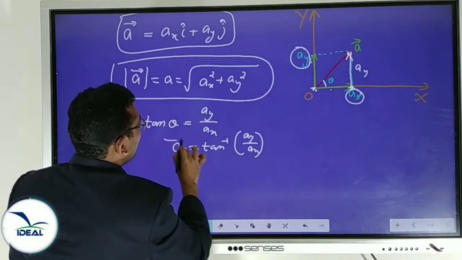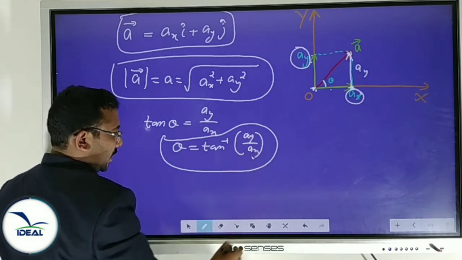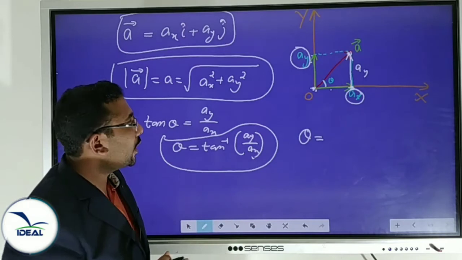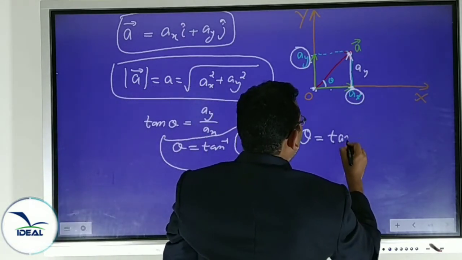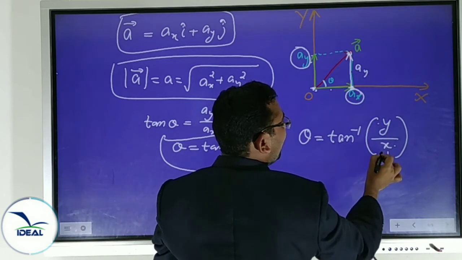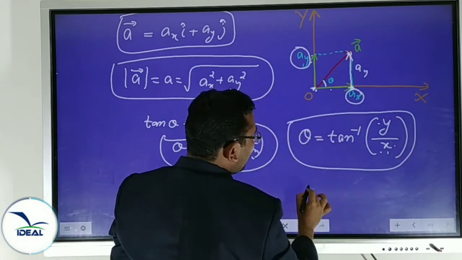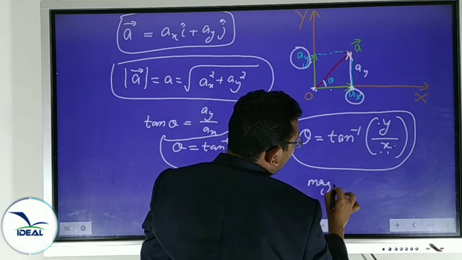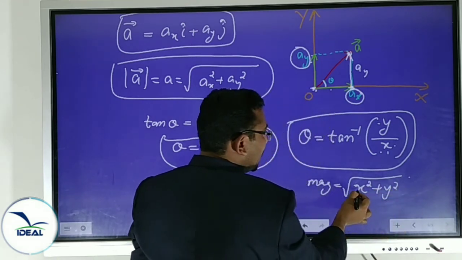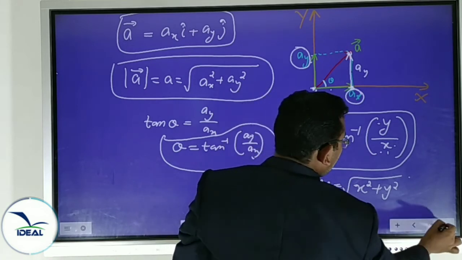Please note, we can always find the direction as tan inverse of the y coordinate by the x coordinate. If we split the vectors into rectangular components, then the direction is tan inverse of y coordinate by x coordinate. If it is velocity, vy by vx. If it is acceleration, ay by ax. That is the direction. And the magnitude equals root of x component square plus y component square. If it is velocity, vx square plus vy square. If it is acceleration, ax square plus ay square.